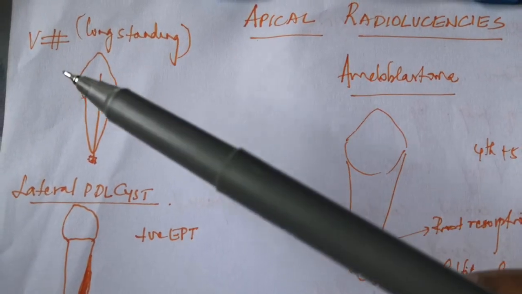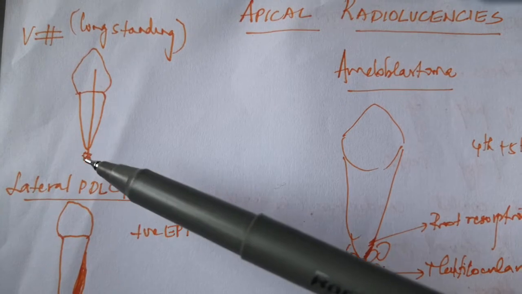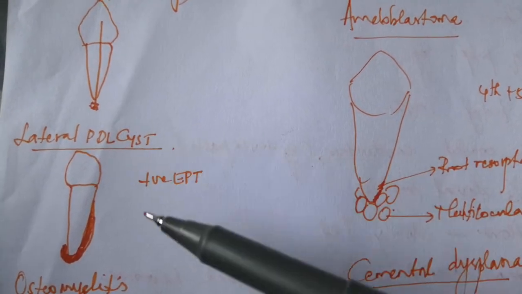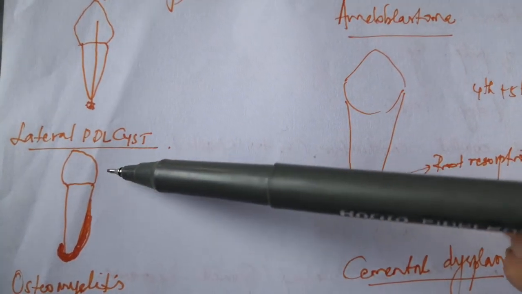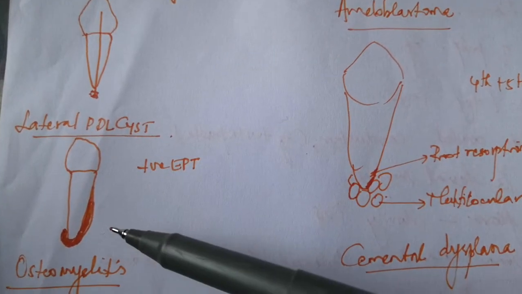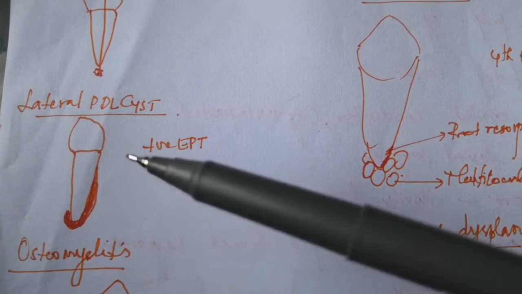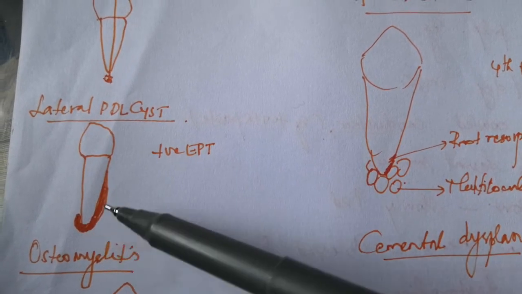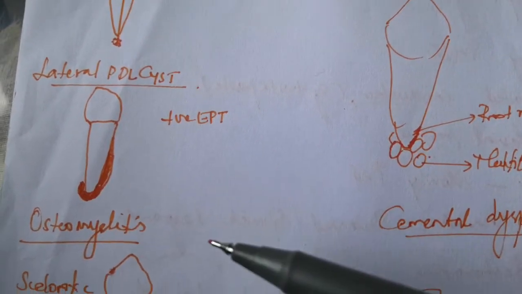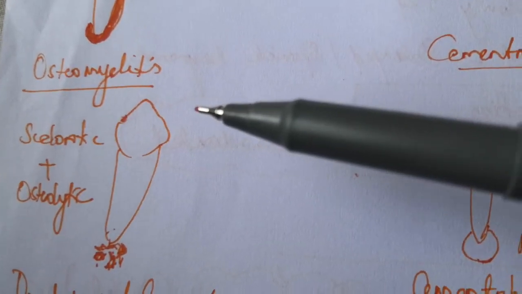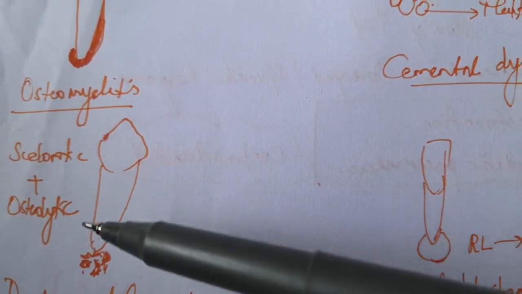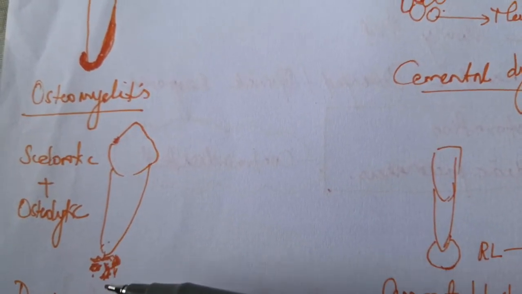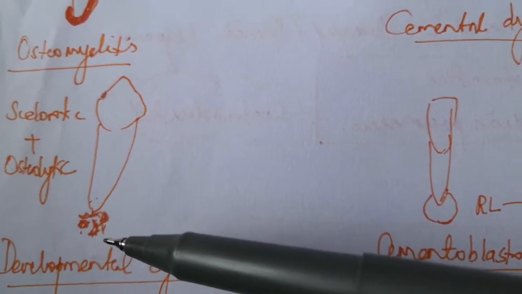When you have a long-standing vertical fracture, it may have a periapical radiolucency. When there is a lateral periodontal cyst, for example, there will be a deep periodontal pocket with a loss of clinical attachment. In that case, you will see a positive electric pulse test, but there will be an apical radiolucency. Next would be osteomyelitis. You have to think about this also. It will be osteolytic, and sometimes you will have a sclerotic and mixed sclerotic and osteolytic feature.